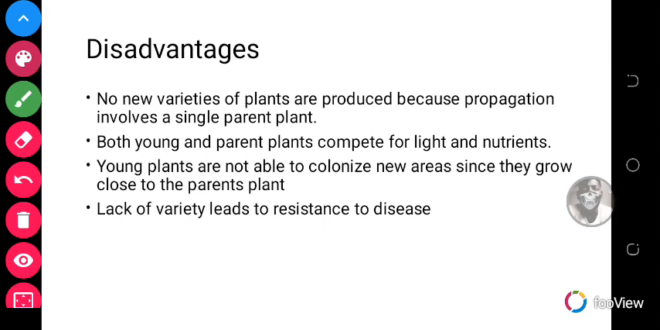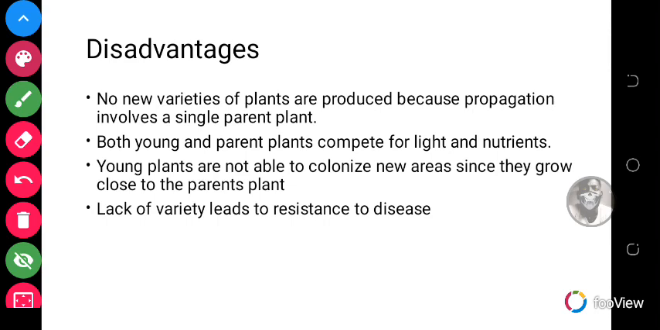Both young and parent plants compete for light and nutrients. So usually plants that are propagated grow beside each other, and because they grow beside each other, it's likely that they will be competing for light, nutrients, water, and space. Young plants are not able to colonize new areas since they grow close to the parent plant. So vegetatively propagated plants usually grow close to each other.